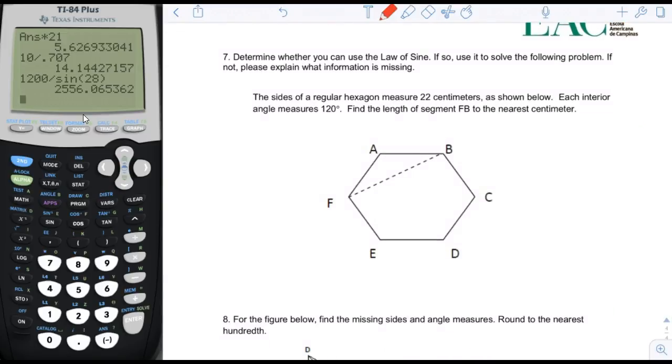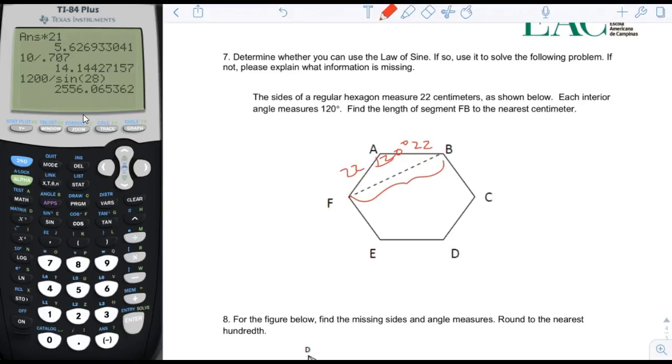7. Determine whether or not you can use the law of sines, and if you can, solve the problem. If you can't, explain what information is missing, okay? Some people looked at this problem and said, well, I know that this is 120 degrees, and I know that this is 22, and I know this is 22, but how on earth am I supposed to figure this out?